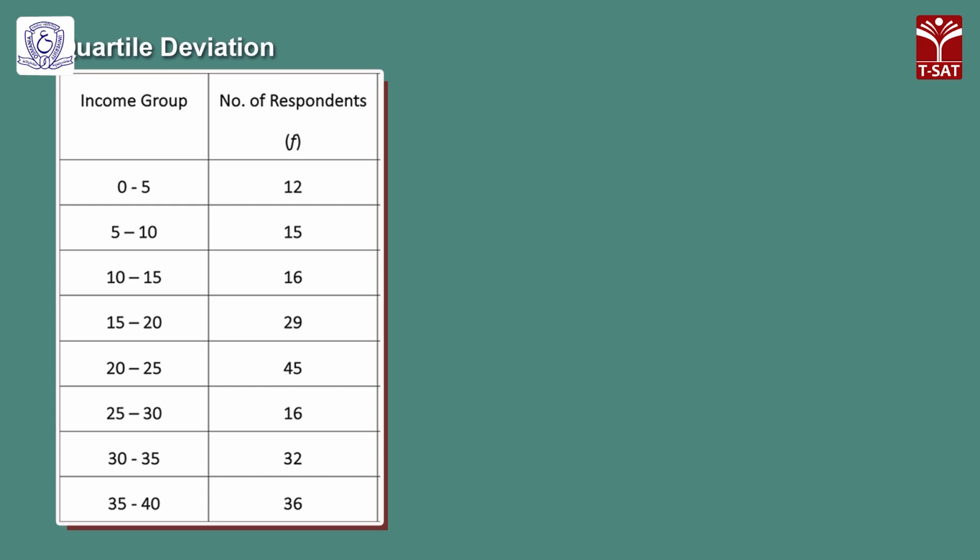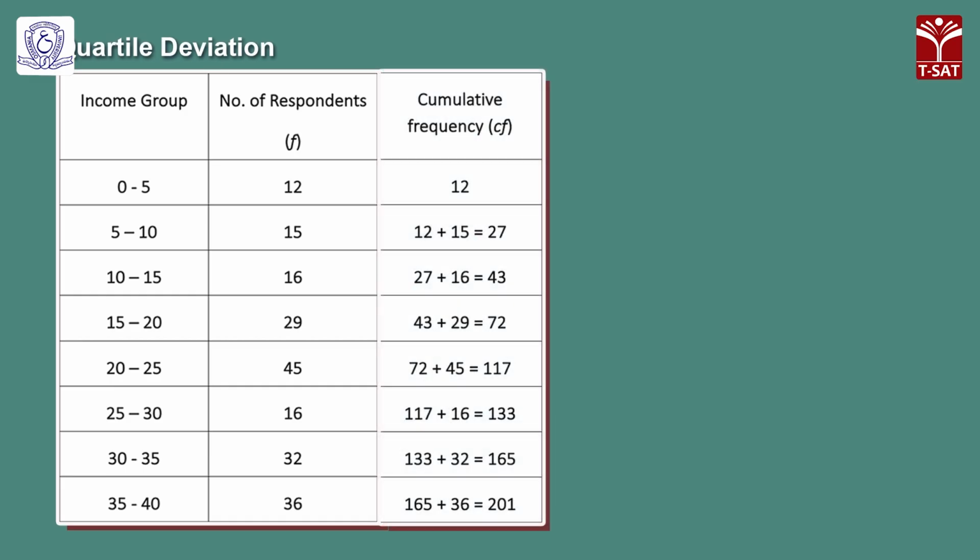The first step is to calculate the cumulative frequency. So, in the first one we are going to get 12 because there is only 12. In the second column, 12 plus 15, that comes to 27. 27 plus 16, it comes to 43. 43 plus 29, it comes to 72. 72 plus 45, it comes to 117. 117 plus 16, it comes to 133. 133 plus 32, it comes to 165. 165 plus 36, it comes to 201.